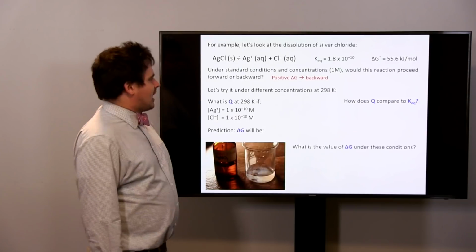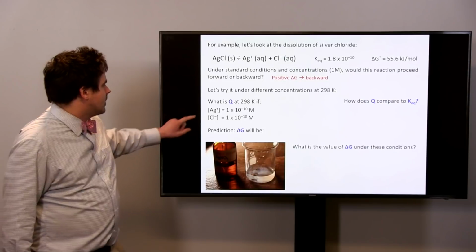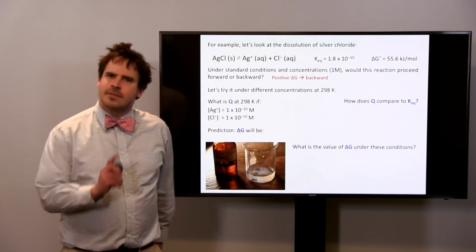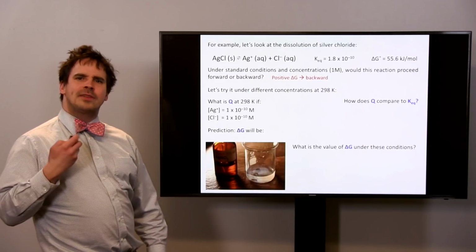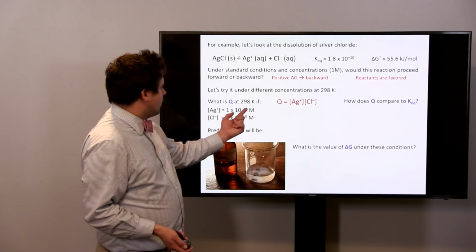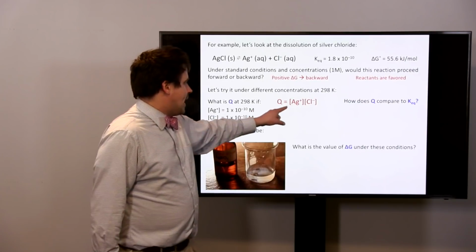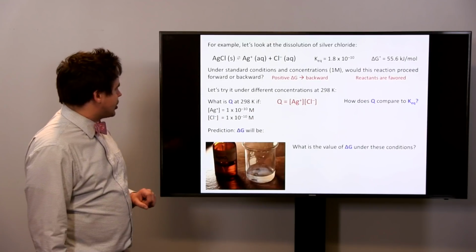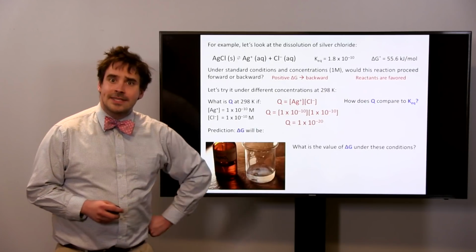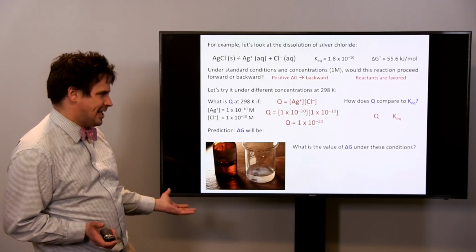Well, let's try it under some different concentrations instead. What is Q at 298K if the silver is 1 times 10 to the negative 10th molar and the chloride is the same? First, let's find Q and come up with some sort of prediction as to which way this reaction should go. Q would equal product over the reactants. Now, since this is a solid, its activity is 1. So Ag plus concentration times Cl minus concentration. If we plug in the values, we'll end up getting that Q is 1 times 10 to the negative 20th. So how does that Q compare to KEQ?